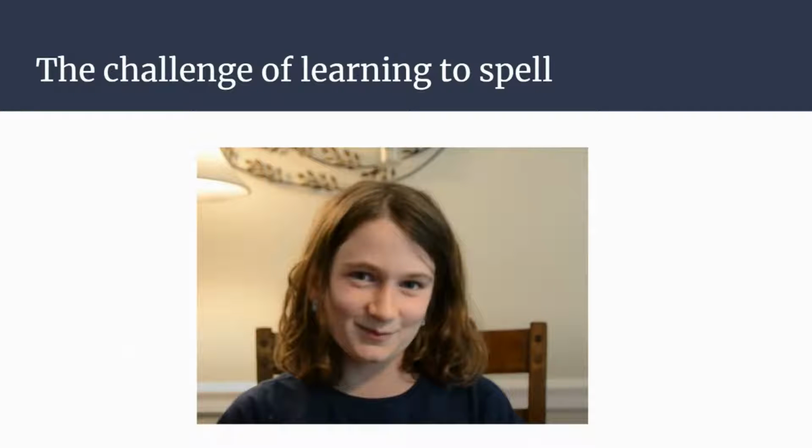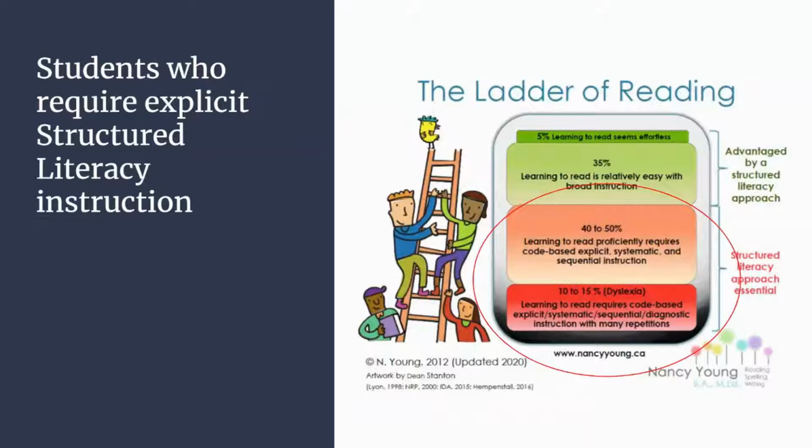That's because students on the dyslexia continuum struggle to connect sounds to symbols to decode words, and spelling is highly reciprocal to reading. So, for students like Nava, as well as the majority of students who require explicit systematic code-based instruction, spelling can be challenging.